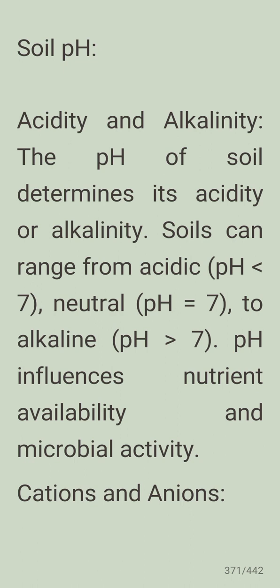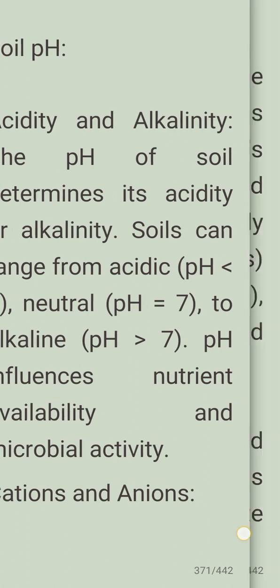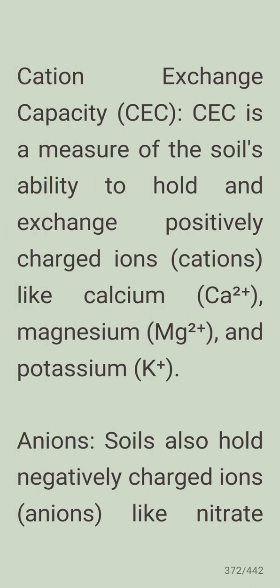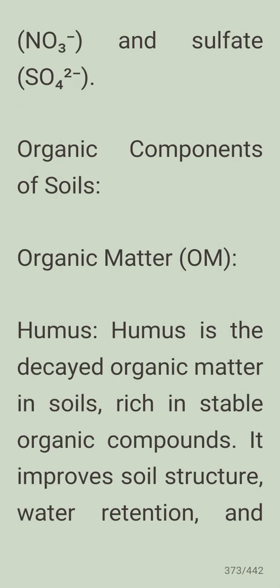And soil pH, acidity and alkalinity. The pH of soil determines its acidity and alkalinity. Soils can range from acidic, neutral to alkaline. pH influences nutrient availability and microbial activity. And cations and anions. Cation exchange capacity. CEC is a measure of the soil's ability to hold and exchange positively charged ions or cations like calcium Ca2+, magnesium Mg2+, and potassium K+. And anions. Soils also hold negatively charged ions or anions like nitrate NO3- and sulfate SO4 2-.